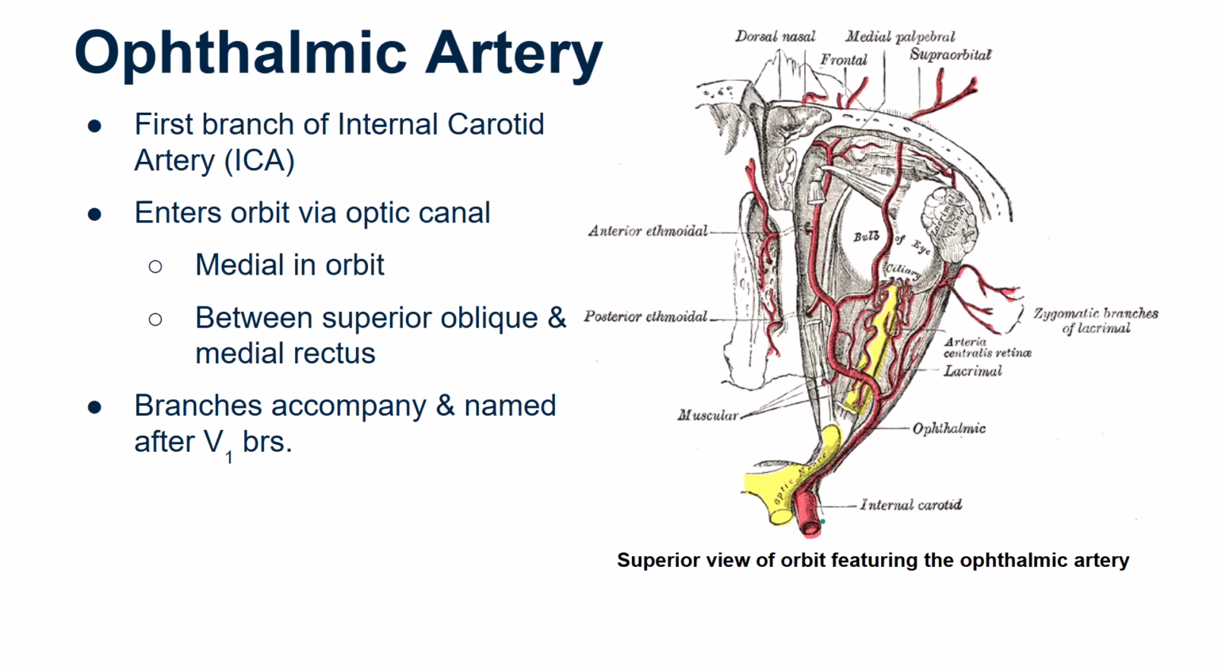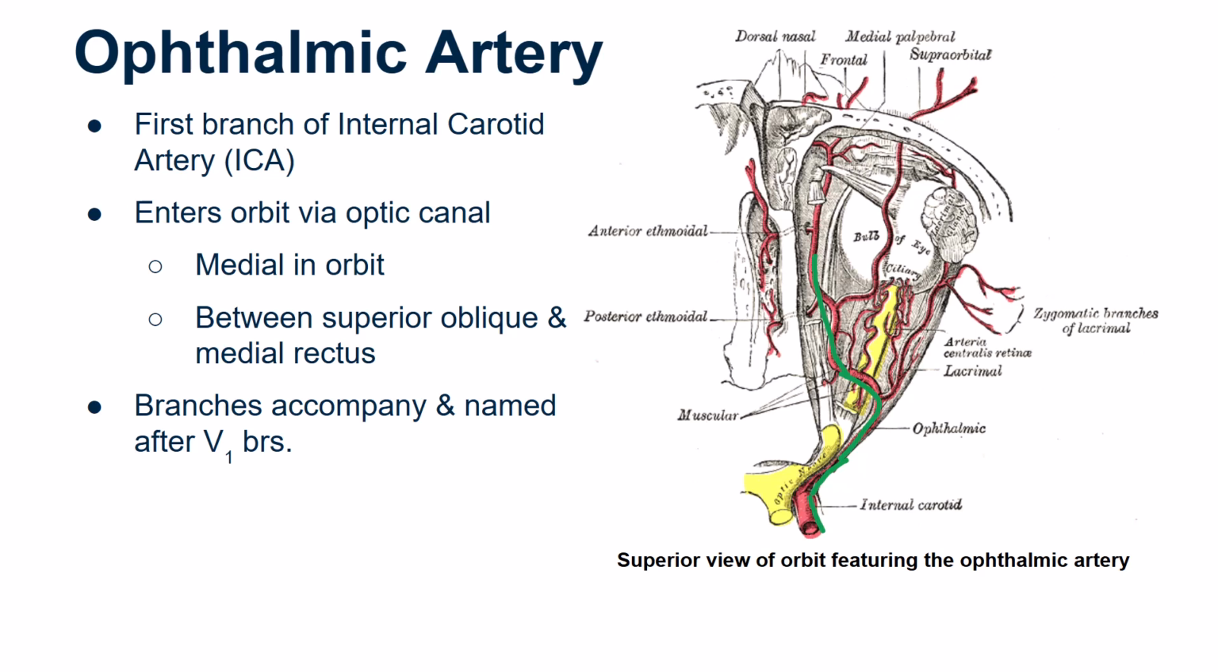It's the first branch of the internal carotid artery, and it's going to enter into the orbit via the optic canal, along with cranial nerve 2. Once it enters the orbit, it assumes more of a medial course, and oftentimes you can find this muscle between the muscle bellies of superior oblique and the medial rectus muscle.